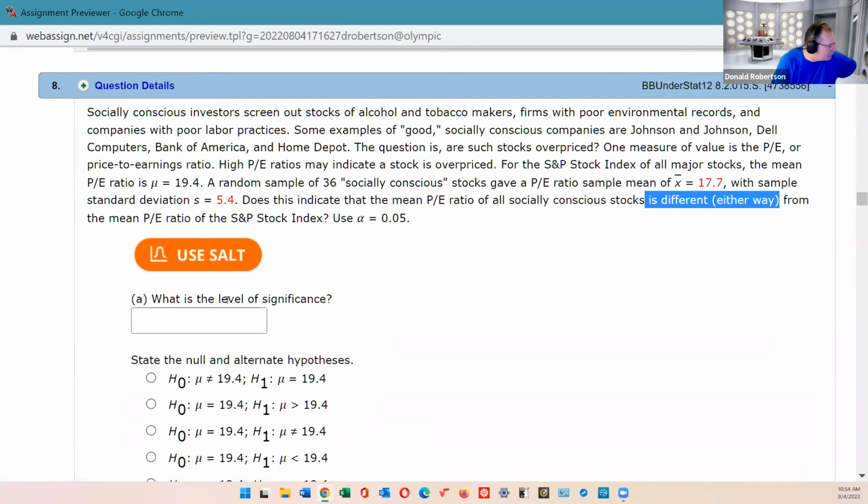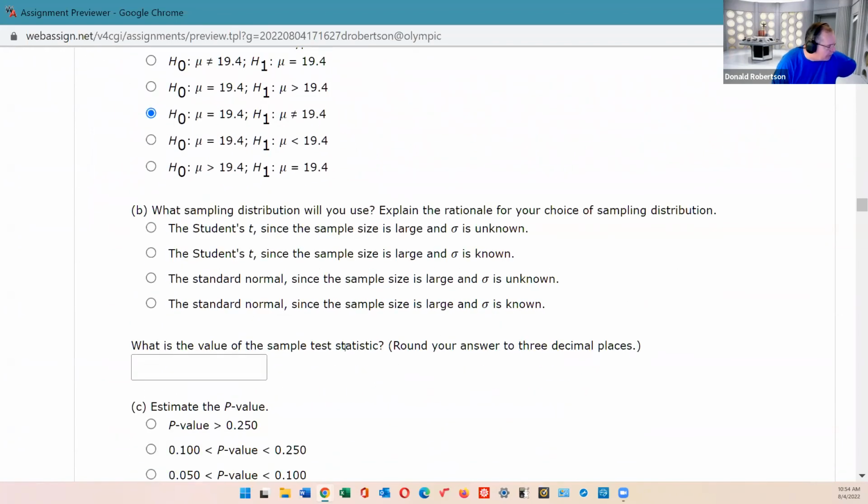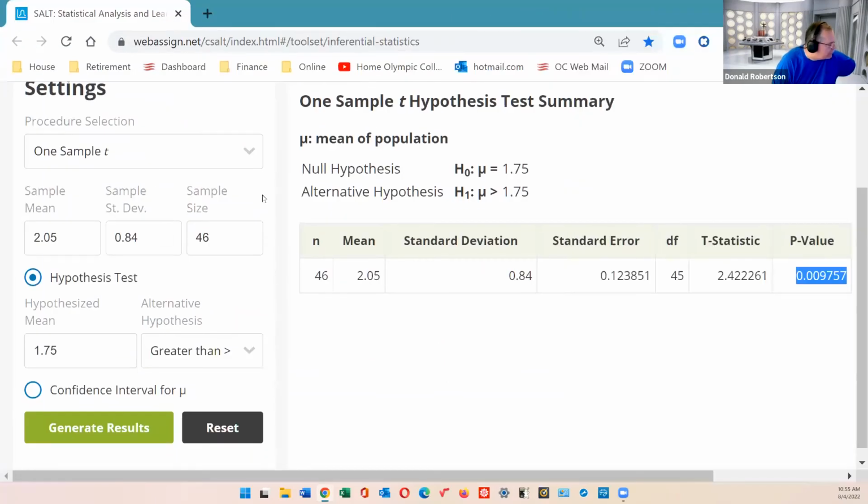And we're going to do it at a significance level of 0.05. So there's 0.05. The one that we're looking for is this one. It's always equal for the null, and in this case, not equal to does the other, and the sample size is large enough. And at this point, software takes over.